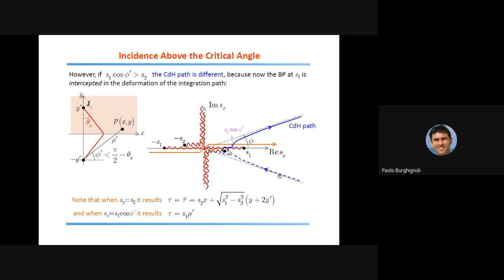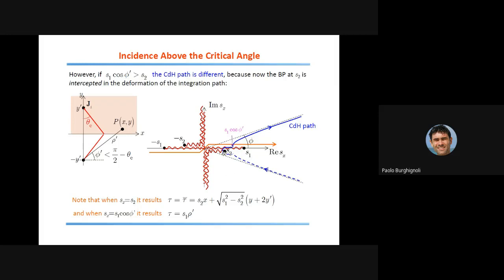So in this way, you can show that the original integral along the orange path is equivalent to the new integral, which runs along the hyperbola in the bottom Riemann sheet, then this horizontal segment again on the bottom Riemann sheet. Then you turn around the branch point S2, you go then to the top Riemann sheet, you run along this horizontal segment on the real axis, and finally on the top part of the hyperbolic Cagniard-de Hoop path in the first quadrant.